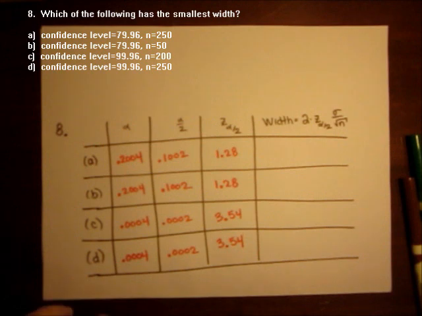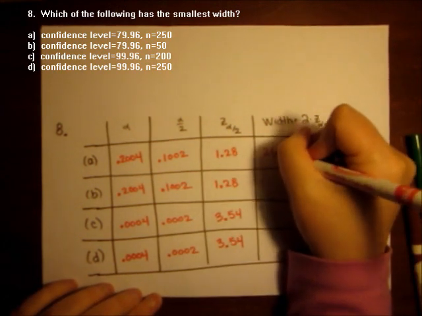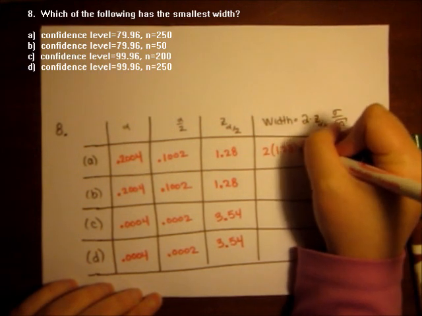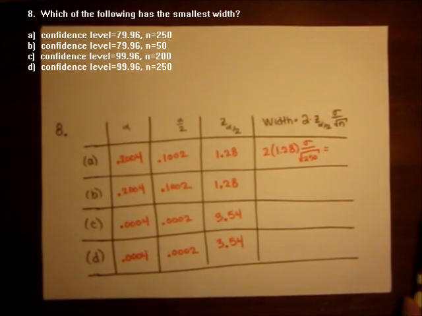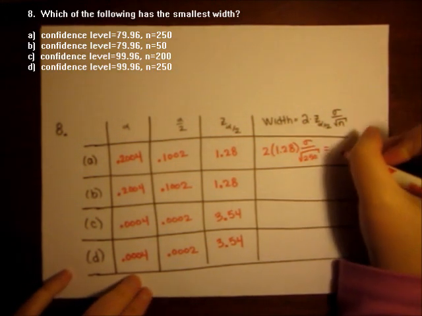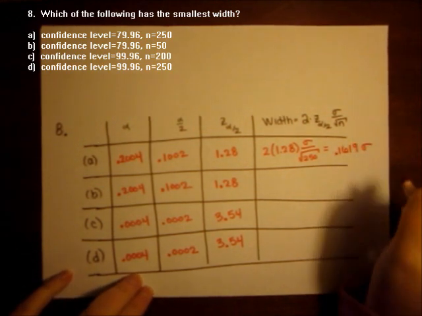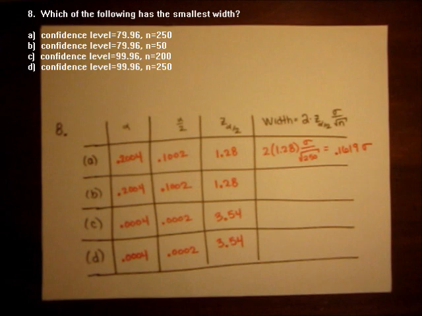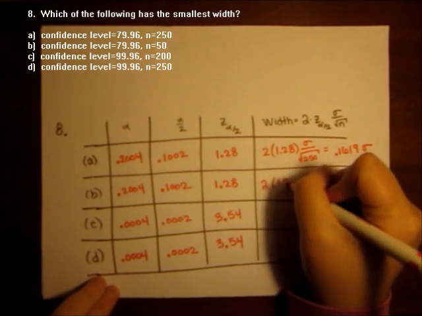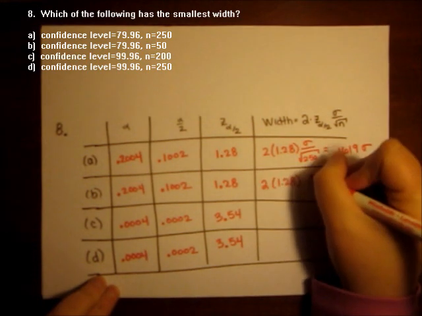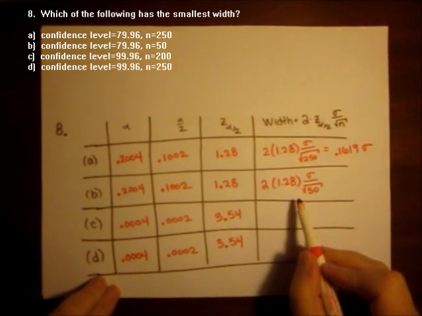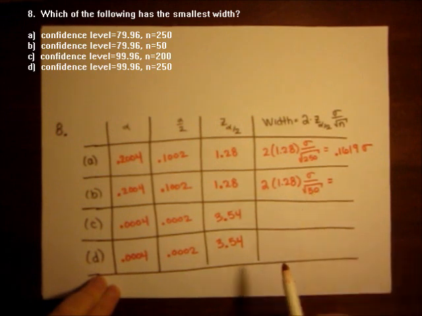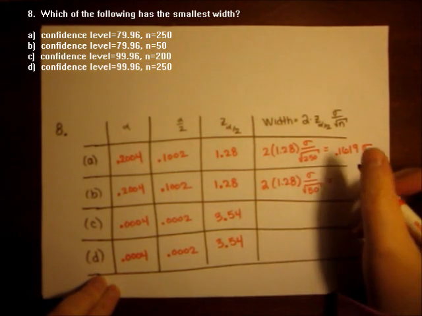Okay, so now if I want the width for choice A, it's going to be 2 times 1.28 times sigma divided by the square root of 250. Now, I don't know what sigma is, but I can multiply everything else, and I can get a 0.1619 times sigma, for whatever sigma is. Okay, for choice B, I also get a 2 times 1.28 for my 2 times z alpha over 2 times sigma divided by the square root of 50. So if I take care of all of the number parts, multiply these and divide by the square root of 50, I get a 0.362 times sigma.